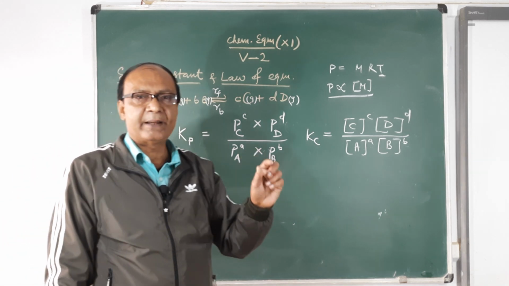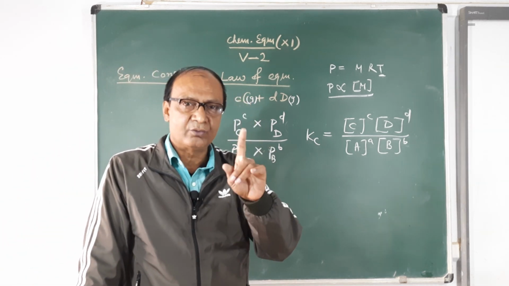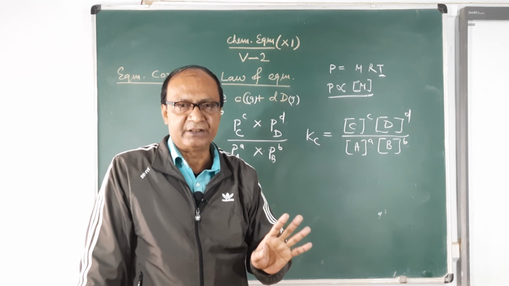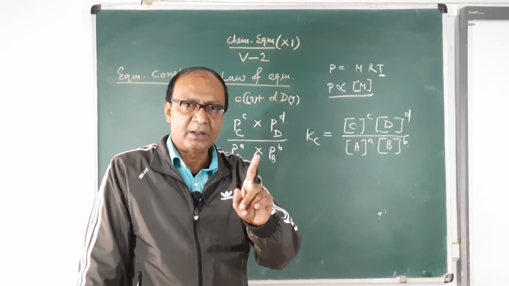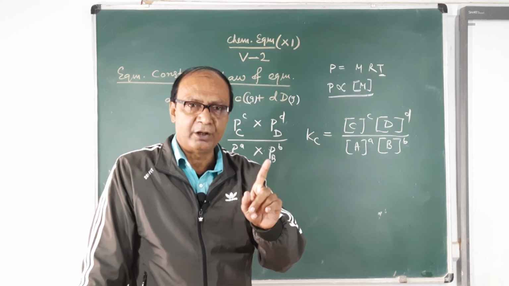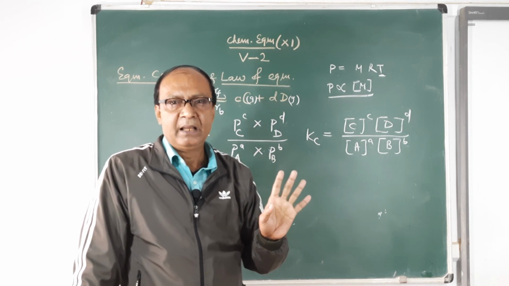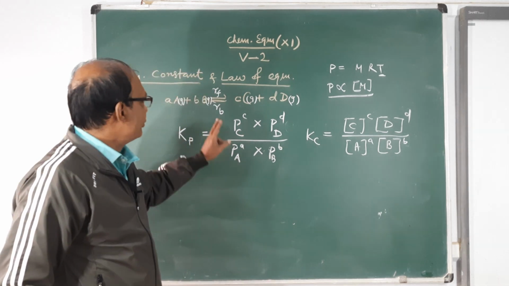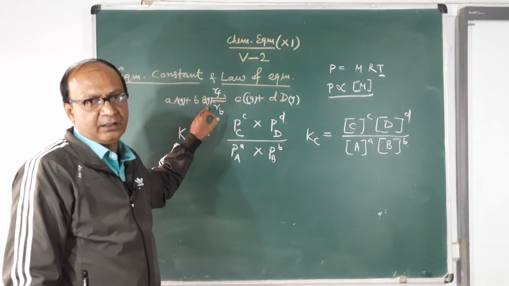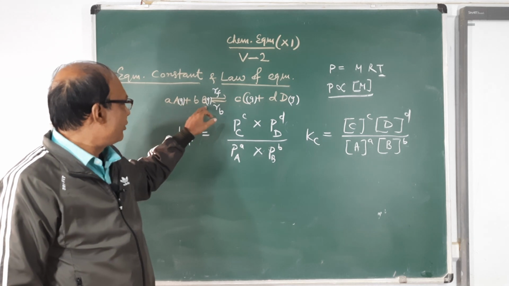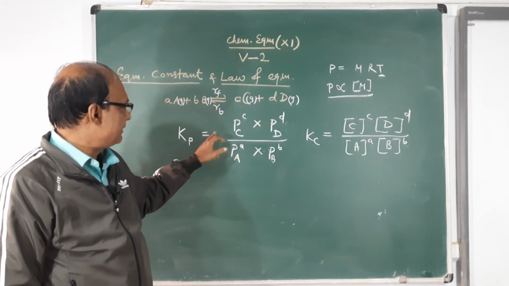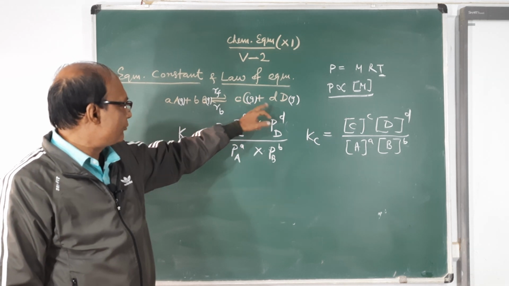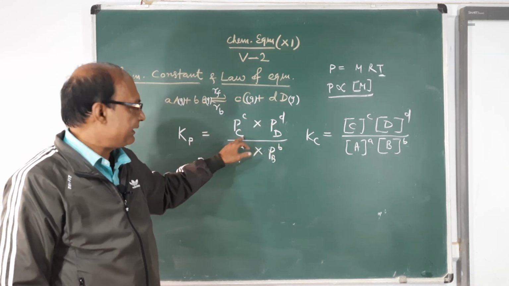Kp is only applicable when at least one gaseous component is involved in the equilibrium system. Otherwise, you cannot write the expression of Kp. Now, we have considered this hypothetical reaction where these are all gases, therefore, we have written the partial pressure of all the substances involved in the equilibrium: A, B, C and D.